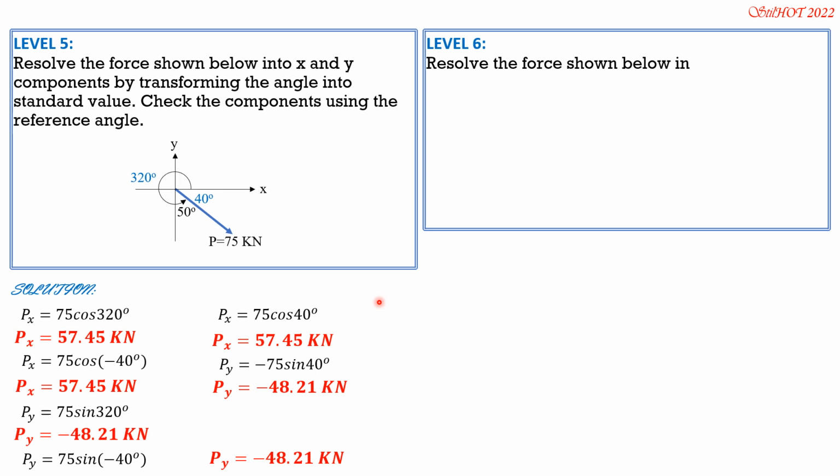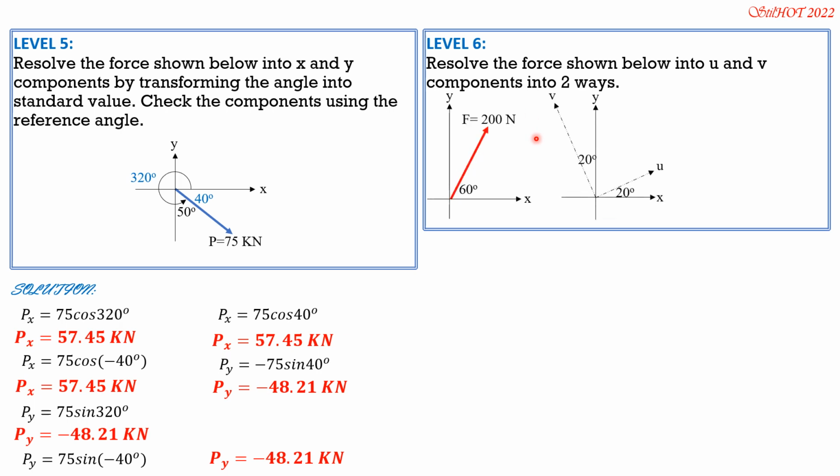Level 6, resolve the force shown below into U and V components in two ways. So the other way would be the vector approach. Fu is F dot lambda of U. Then Fv is F dot lambda of V, the unit vector of V. So let's superimpose the force here so that we can analyze the angle. So this is now the force.